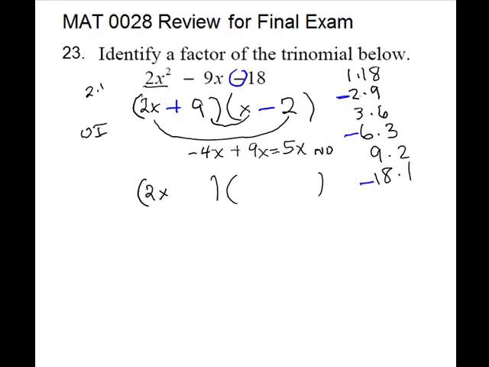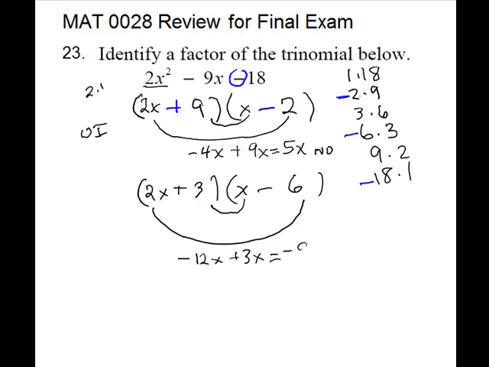So keep your 2x, your x, keep your signs. And now I'm going to try 3 and 6. Right? I do my check again, outside and inside. On the outside, I'm multiplying, I get a minus 12x. Inside, plus 3x gives a minus 9x. And this is the correct choice. So this is my answer to it.